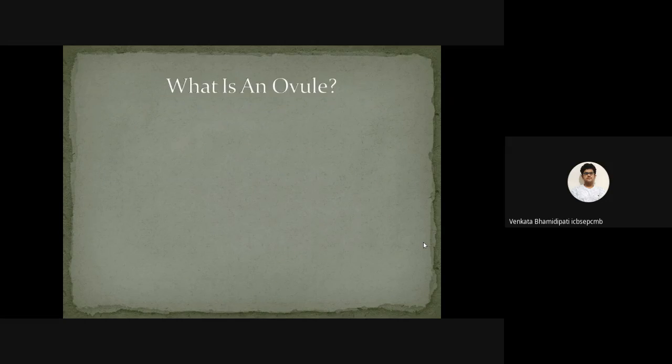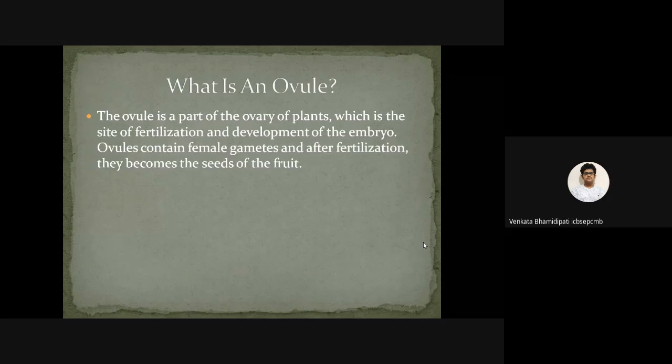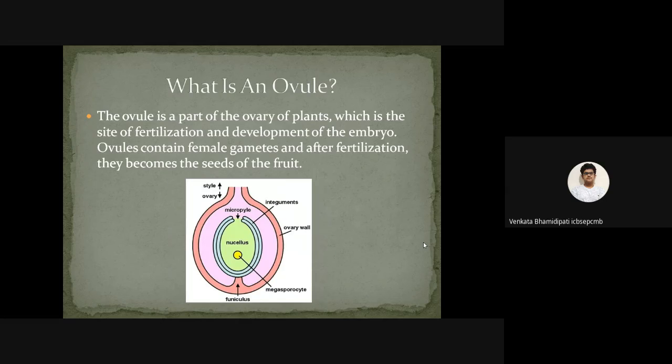So the first question we should address is what exactly is an ovule? The ovule is a part of the ovary of plants, which is the site of fertilization and development of the embryo. The ovules contain female gametes, which are the female sex cells, and after fertilization, these ovules become the seeds of the fruit which is formed. Here we have a section of a typical angiospermic ovule, where you can see many parts, which we will cover in three major parts in the following slide.